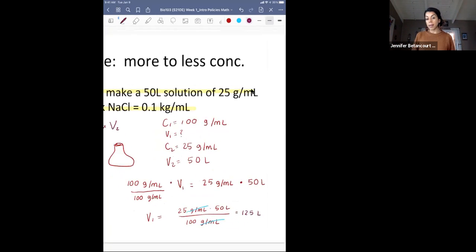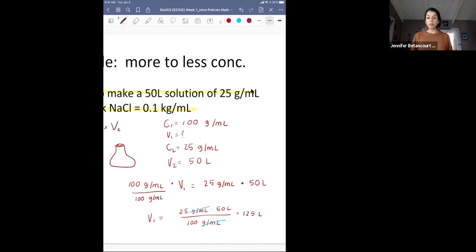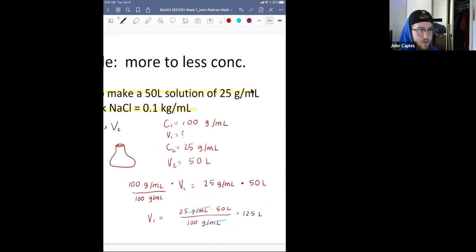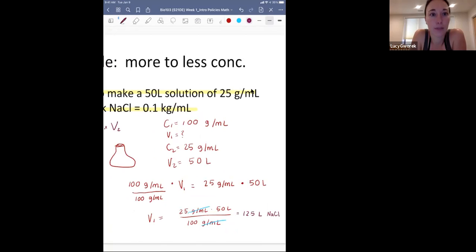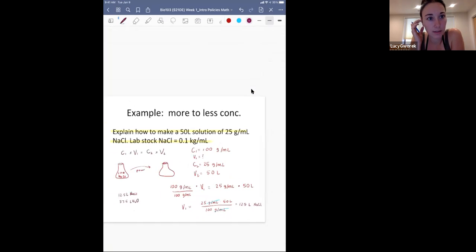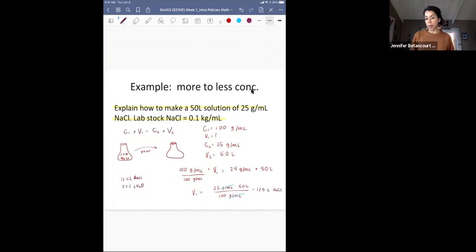Okay, so now I'm going to ask, 12.5 liters of what? Water. NaCl solution. So there is a little bit of conflict in this team, so it's not of water, it's of NaCl. What NaCl solution? The original NaCl solution, which would be 0.1 kilograms per mil.